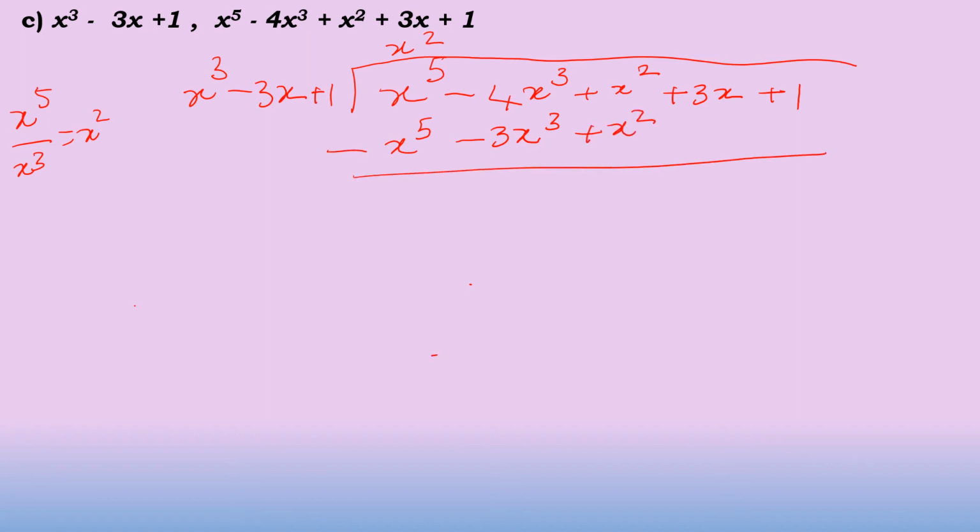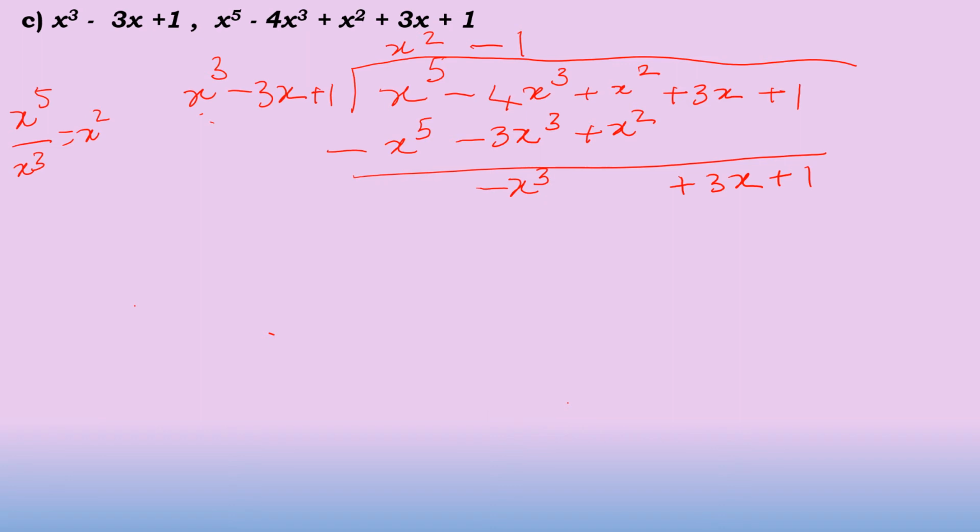Now subtract. You get x to the power of 5 minus x to the power of 5 is 0. Minus 4x cube minus 3x cube, which will be minus 4x cube plus 3x cube, which will be equal to minus x cube. Next, x square minus x square will be 0. Now bring down the x term 3x and the constant. Continue division. Minus x cube divided by x cube will be equal to minus 1.